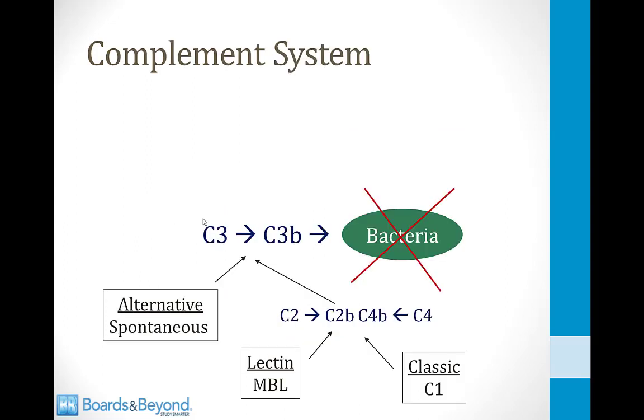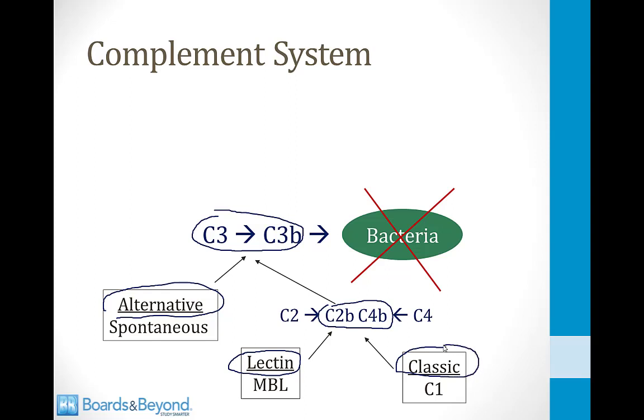So back to our overview slide of the complement system, I told you that the complement system can be best understood by thinking of it as a series of methods for converting C3 to C3b, and we've talked about the three ways that happens. The alternative pathway is very easy because it's just spontaneous conversion of C3 to C3b. The lectin pathway involves binding to mannose on the surface of microbes and creation of the C2b-C4b convertase, which then converts C3 into C3b. And then finally, the classic pathway involves antibody binding to C1, which also creates the C3 convertase C2b-C4b, which then converts C3 into C3b.